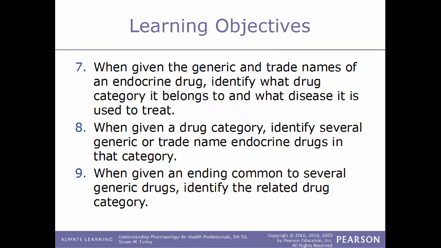When given the generic and trade names of an endocrine drug, identify what drug category it belongs to and what disease it's used to treat. When given a drug category, identify several generic or trade name endocrine drugs that fall in that category. And when given an ending common to several generic drugs, identify the related drug category.